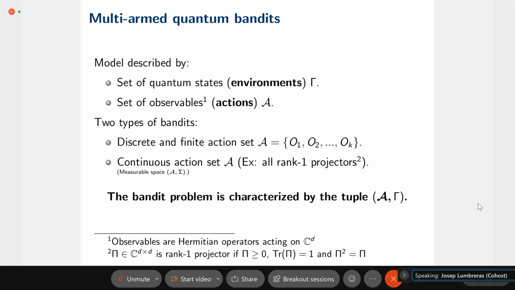We define two types of bandits: one with a discrete and finite action set, so this action set is just a finite set of observables, or a bandit with a continuous action set, where a particular example is the set of all rank-1 projectors. So the bandit problem is characterized by the tuple of actions and environment. The thing to remember here is that actions are observables and the environment is a set of quantum states.